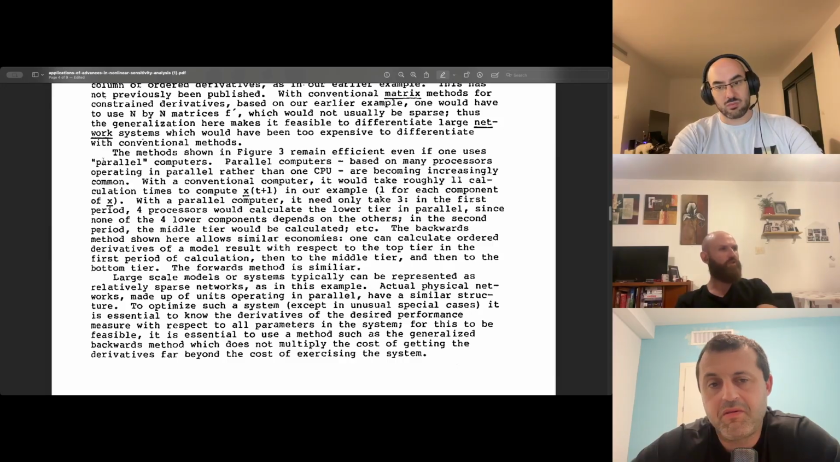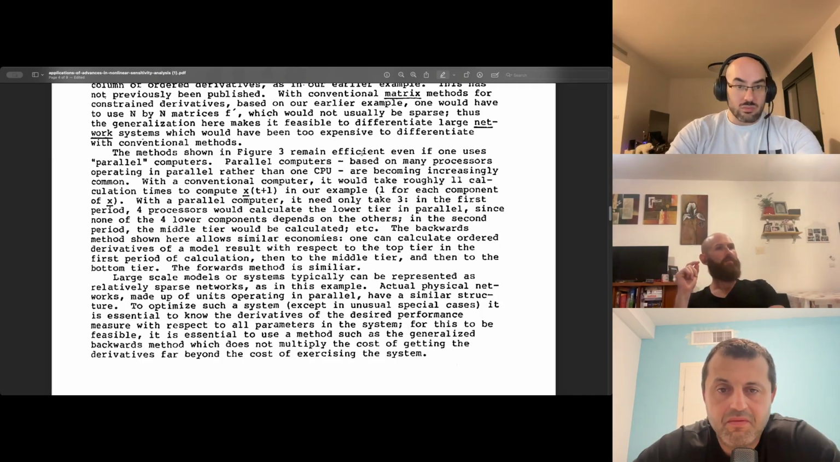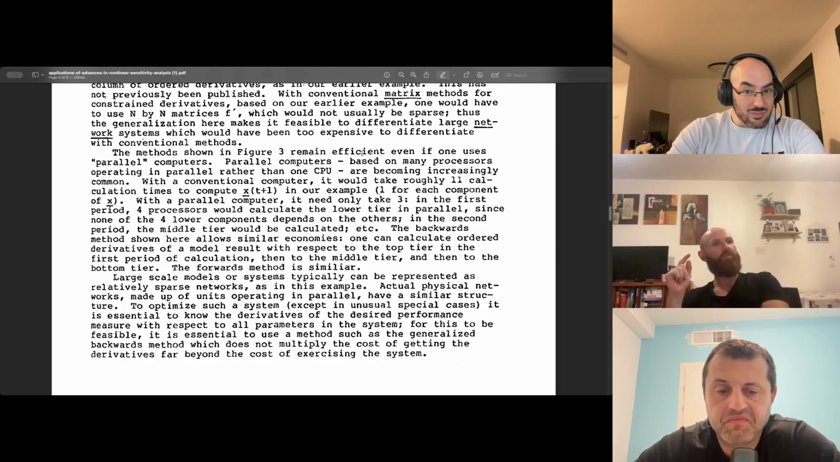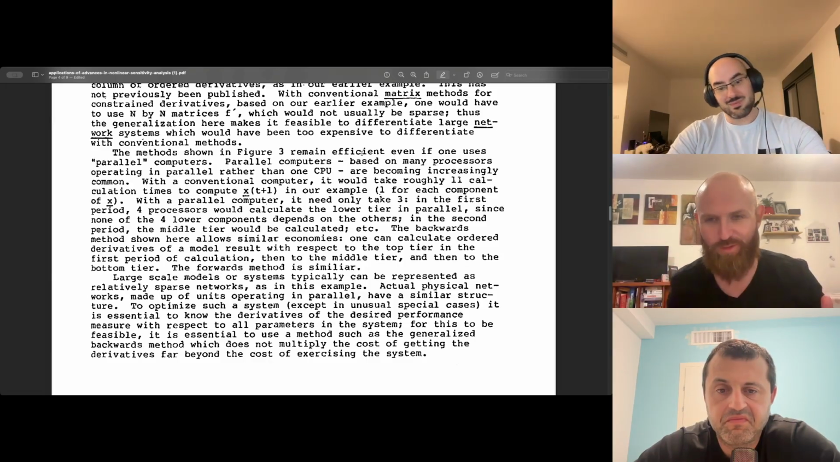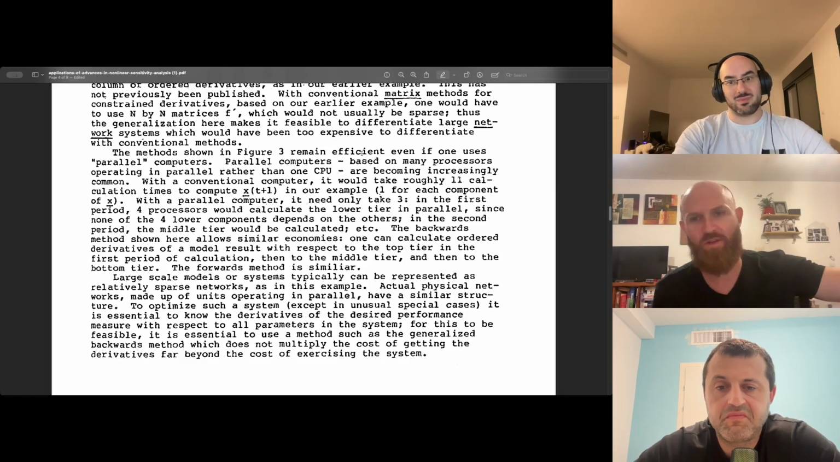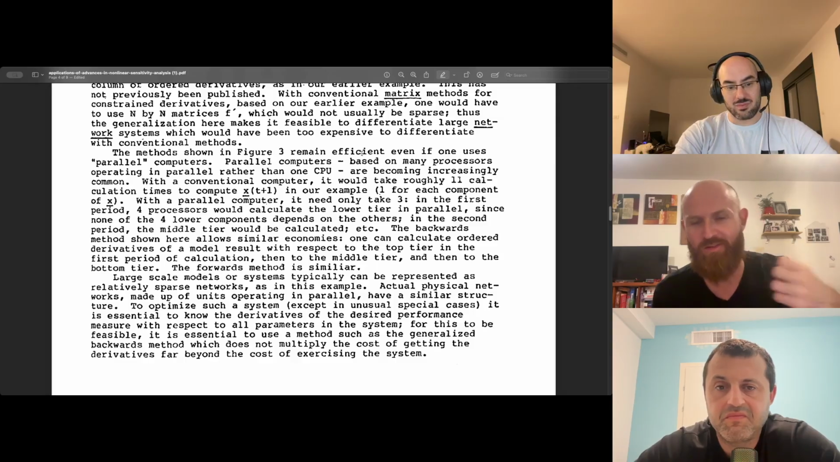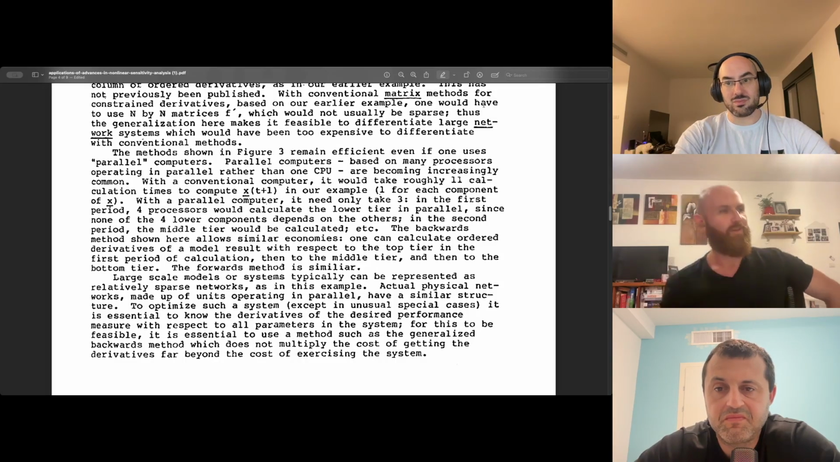I just want to read a short sentence he says here. "The methods shown in figure 3 remain efficient even if one uses parallel computers, which are based on many processors operating in parallel rather than one CPU, and they're becoming increasingly common." So that's super cool. He says those methods you can parallelize, which is also an amazing insight, because even if I understand the math that he's trying to show us, I wouldn't think about parallelizing this. He had some kind of intuition back then.